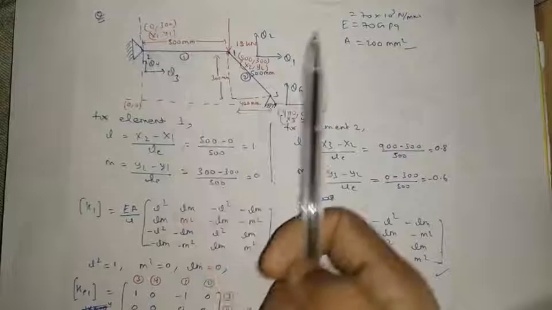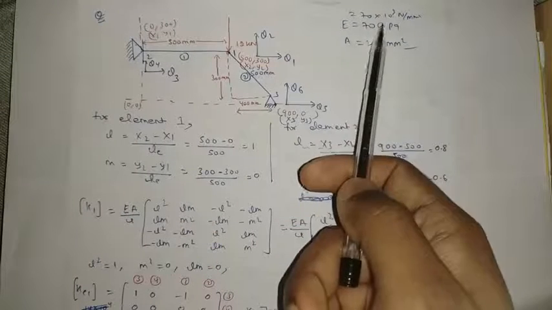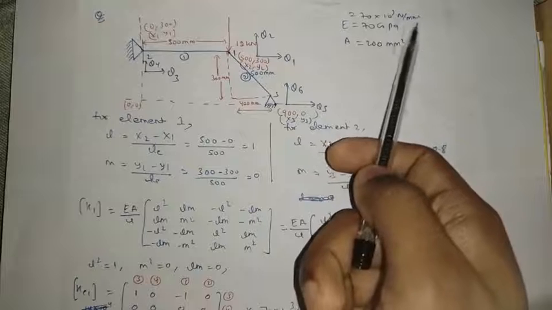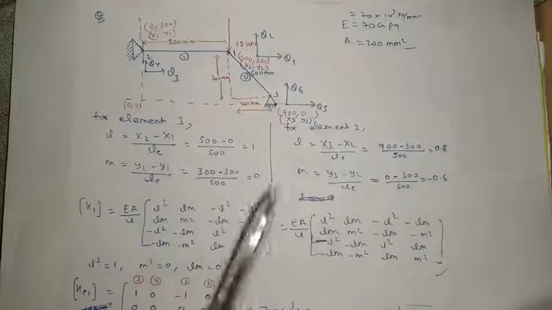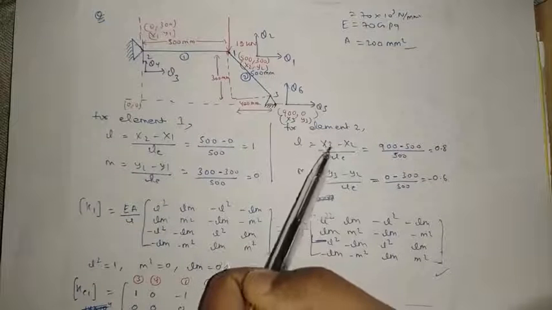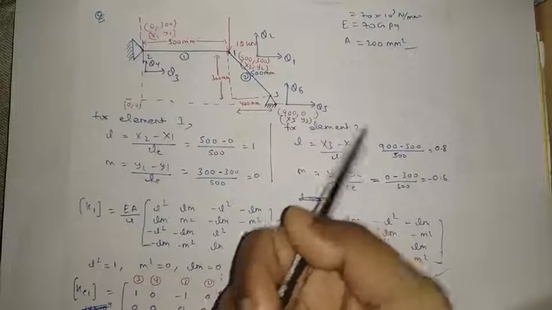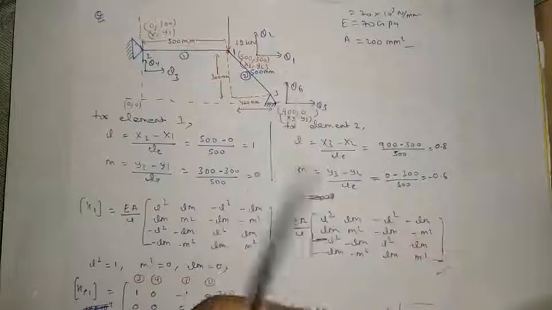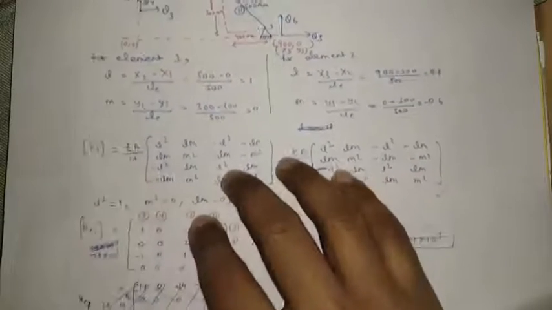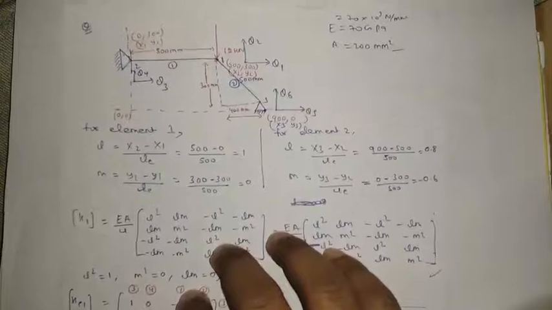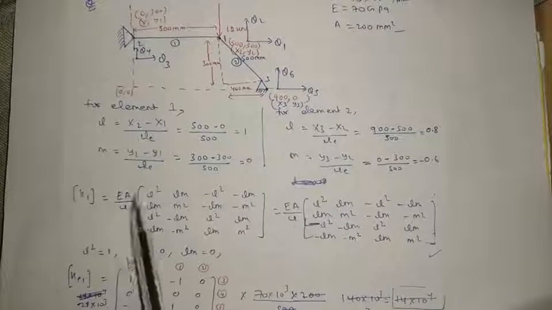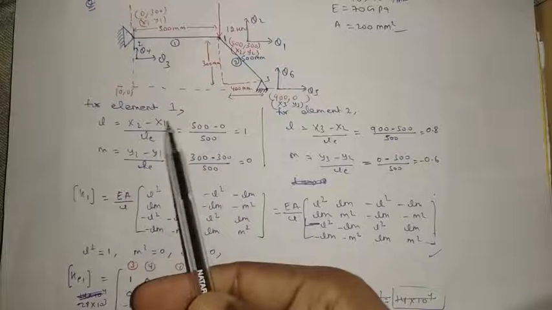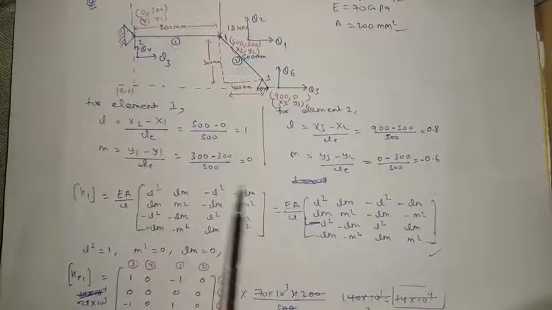There are three nodes. The Young's modulus is given as 70 gigapascal, that is 70 times 10 raised to 3 Newton per mm square, and the area is 200 mm square. For element 2, the L value is x3 minus x2 by LE, and using this you can calculate M also. After calculating these values, you have to calculate KE1. So how do you calculate KE1? By this formula: just use the L and M values and substitute them here.